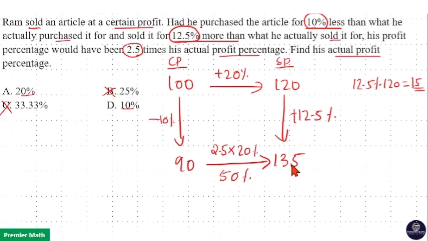So let's check whether the profit is 50% if he purchases it for 90 and sells it for 135. Now the difference between 90 and 135 is 45 rupees. This 45 rupees is 50% of the cost price 90. That means here profit is 50%. So option A is the right answer.